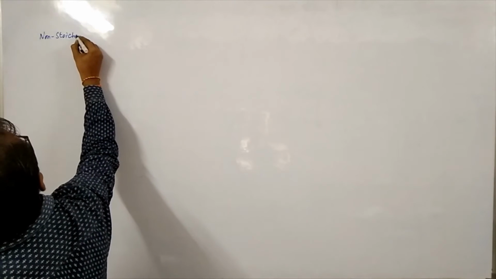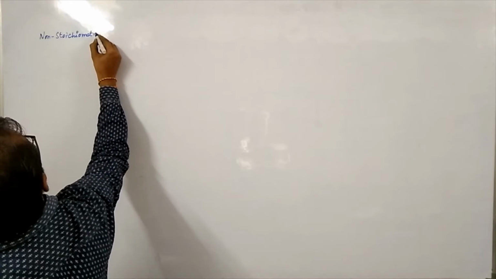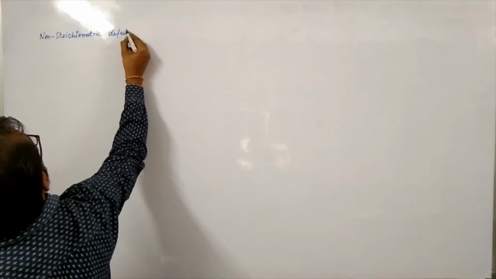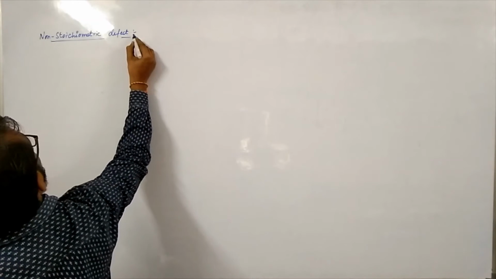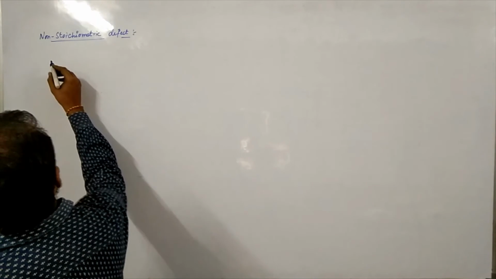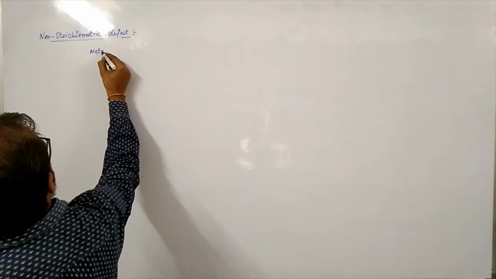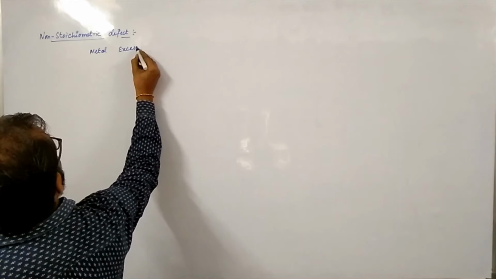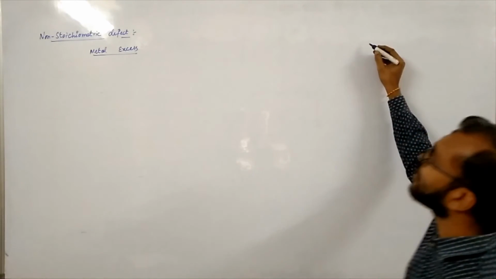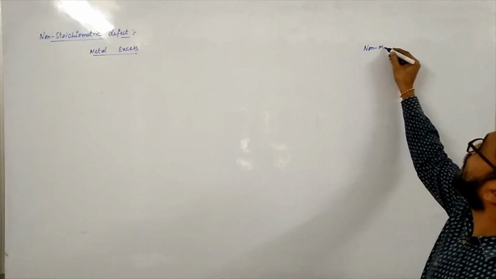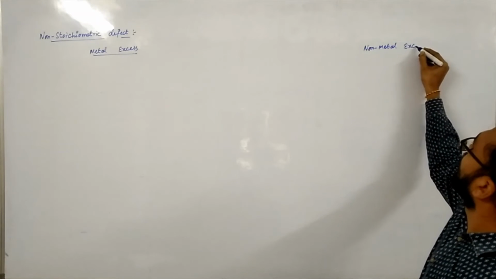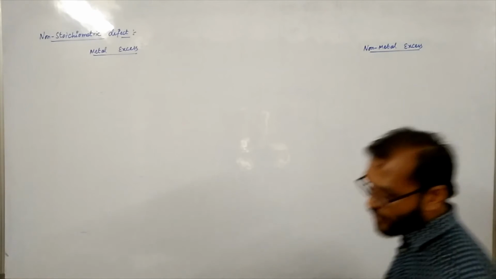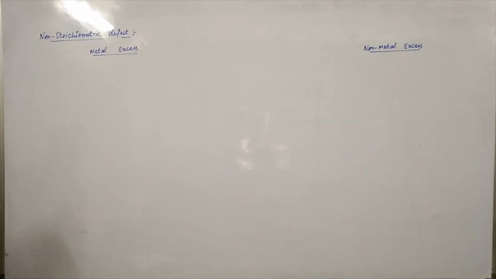Non-stoichiometric crystal types. I told you that already they are of two types. Yes. Metal excess, non-metal excess. Metal excess is again of two types: anion missing, cation excess. So first let me start with metal excess. Coming to metal excess.